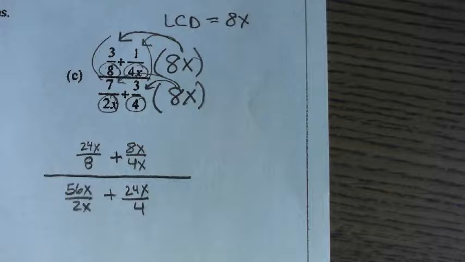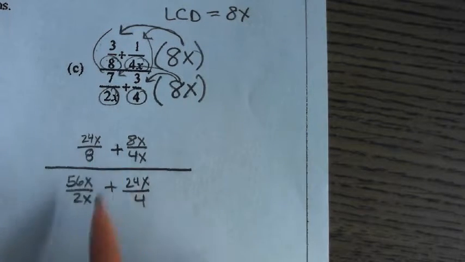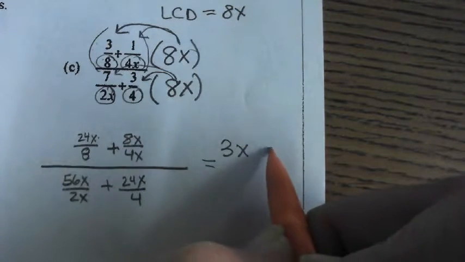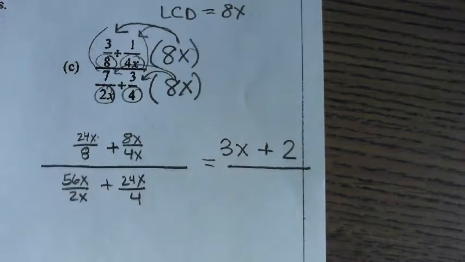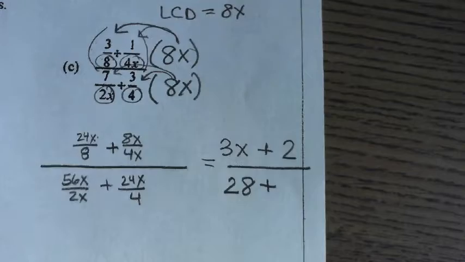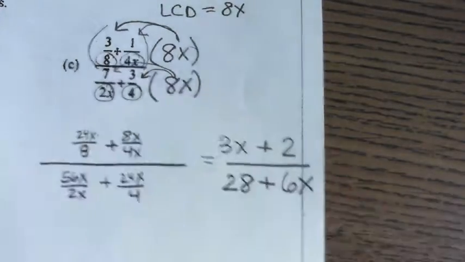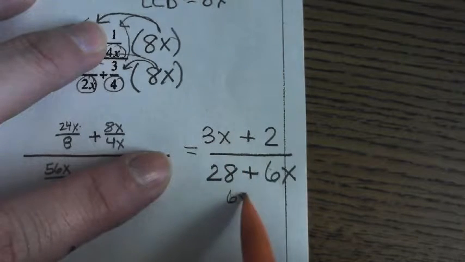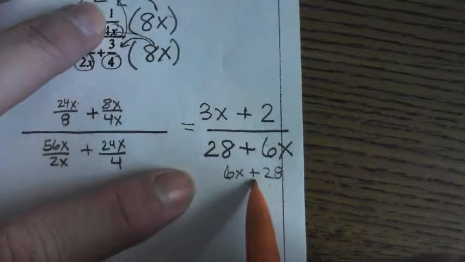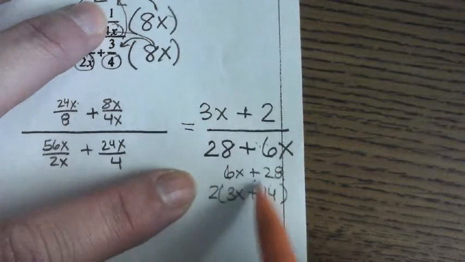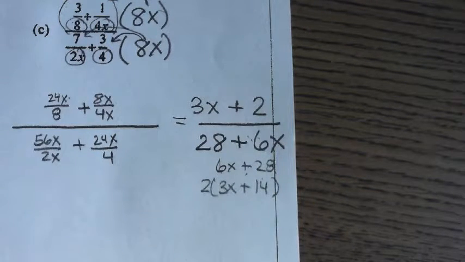So what happens if you truly choose the least common denominator is all of those should always reduce nicely. 24x divided by 8 is what? 8x divided by 4x is 2. 56x divided by 2x is 28. And 24x divided by 4 is 6x. There you go. In this particular case, if you want to switch around the order of your denominator, you can. If you want to factor a 2 out of your denominator, you can. So your denominator could be any one of these three versions. Even if you factor your denominator, nothing cancels with the 3x plus 2. So that's about as far as you can go.